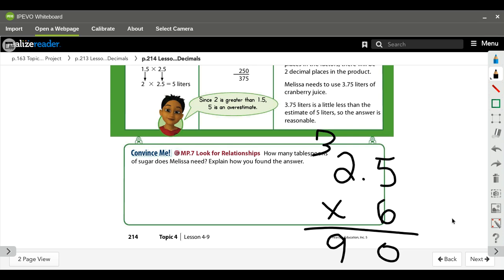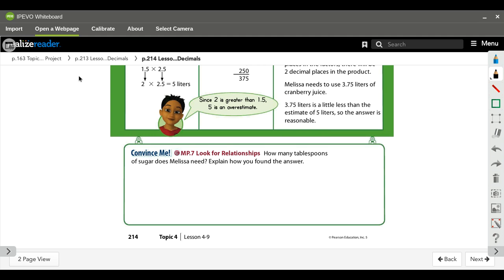And then I look at the number of decimals I have in both factors. Well, in 2 and 5/10, I have one number behind the decimal. And in 6, I have no numbers behind the decimal. So altogether, I have one number behind the decimal in both factors. So that tells me my decimal is right here outside of the ones place right now. It needs to go between the 9 and the 0, and my answer is 9 tablespoons of sugar. So we found the answer by multiplying 6 by 2.5 and then placing the decimal between the 9 and the 0 because I had one value behind the decimal in both factors.